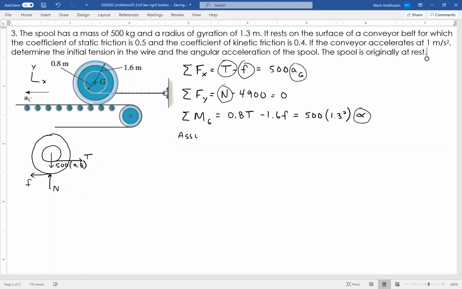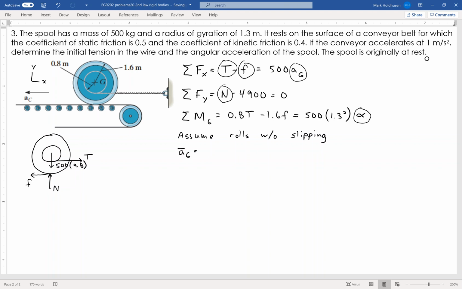Assume rolls without slipping. Okay, so if that's the case, again, my friction will just fall out of the equation. I then have to prove that that friction is less than the maximum friction. So we don't want to forget to do that at the end. But now with that assumption, I can start relating alpha and acceleration using my relative motion equation.